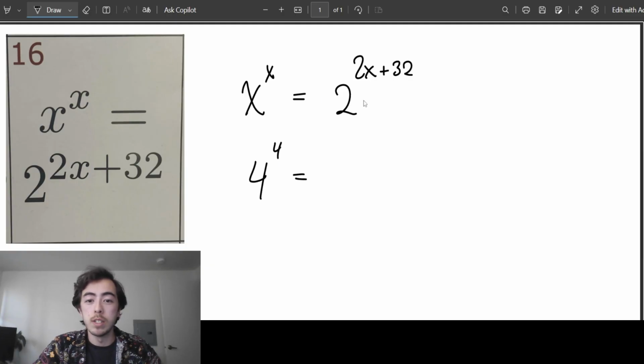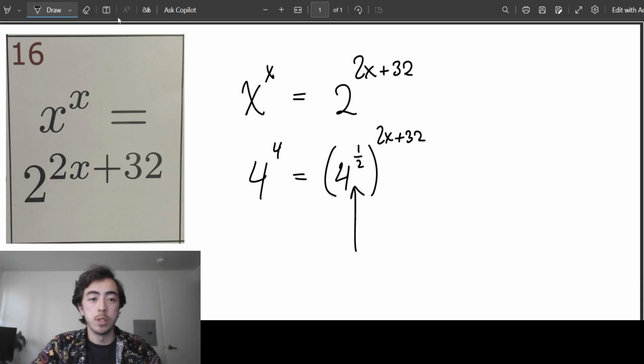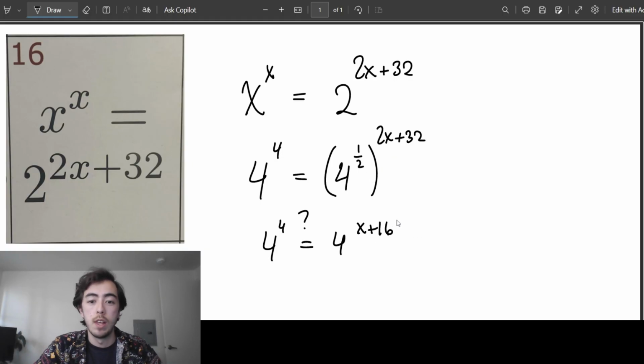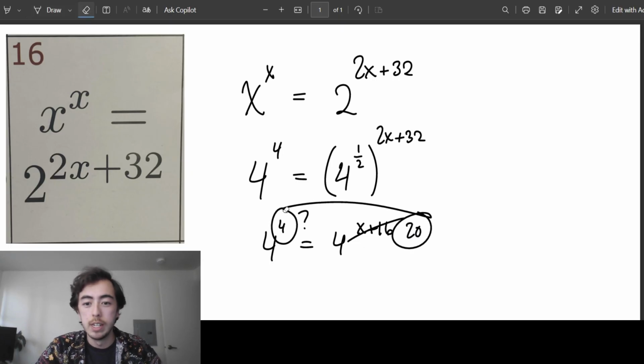On the left-hand side, I would need to rename this 2 as a 4 to try to match the bases. I know that I could square root 4 to get 2. Thinking about this in terms of exponents, I can use fractional exponents for that idea. I still have the number 2 right here, and I could play the same game where I multiply the exponents. So I'm questioning if 4 to the power of 4 is the same as 4 to the power of x plus 16. Here we already set x to be equal to 4, so this is just a 20, and clearly 4 is not the same thing as 20.